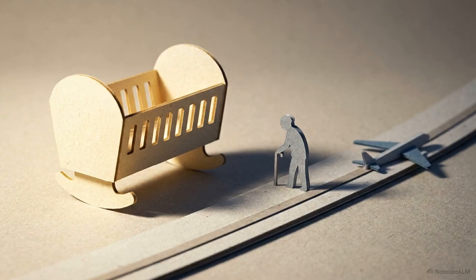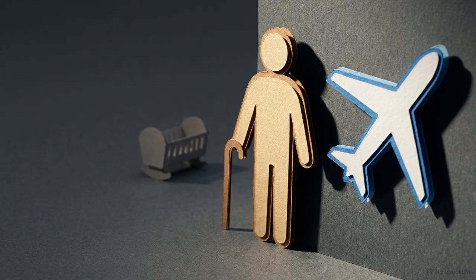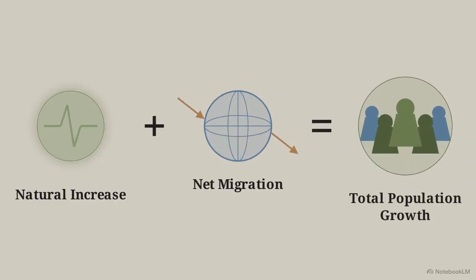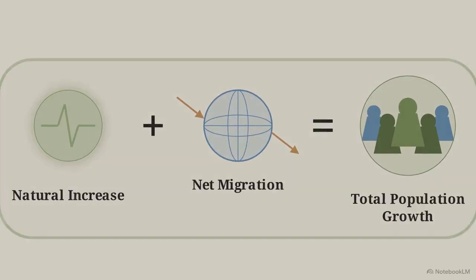As a country develops, the driver of its population change shifts. It moves away from high birth rates and becomes defined by longer life expectancies and migration. When we put it all together, we get a master equation. Total population growth equals your natural increase plus your net migration.